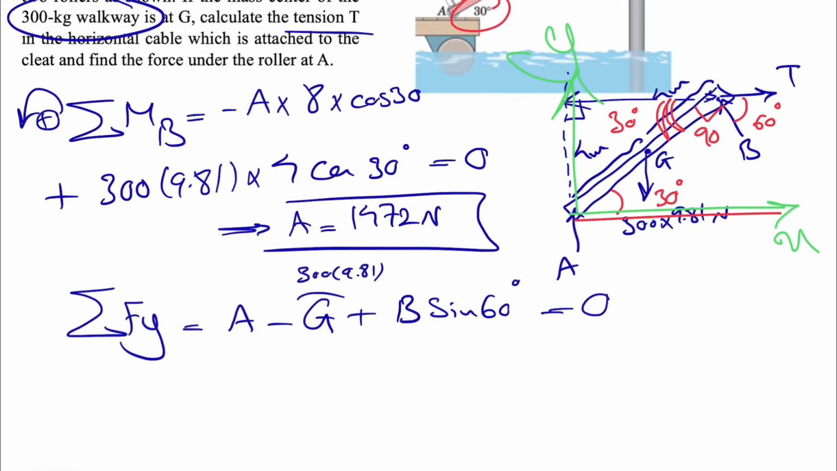And we already found A from the previous step, 1472, and there's only one unknown left in here, which would be B. If we calculate this, we'll get 1699 Newtons for B.